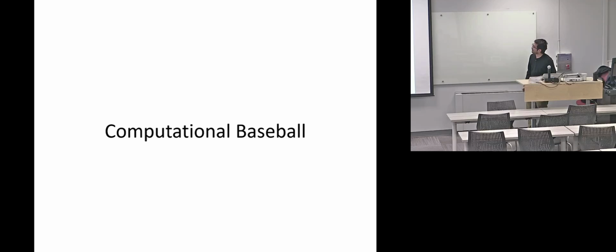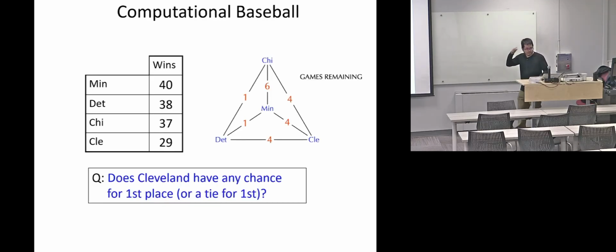Okay, right. So, last example: baseball. Let's say there is some tournament, and this is the number of wins of each team. Minnesota has this much, Detroit has this much, Chicago has this much, Cleveland has this much.